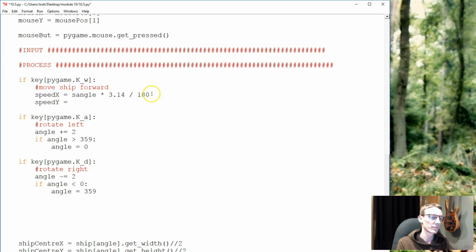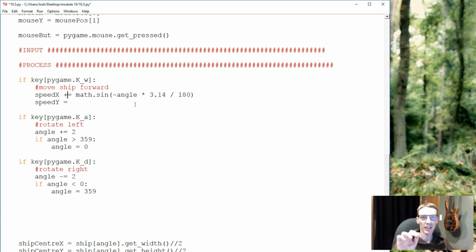And we can just say sine of our angle in radians. And because sine is not a built-in Python function, it's built into math, we have to say math.sin of our angle converted into radians. And the last thing we need here is a negative sign. Now we want to be changing our x speed, right?